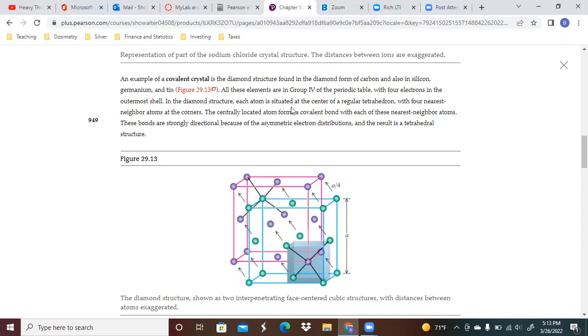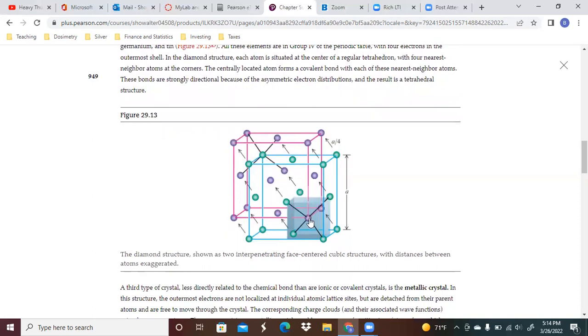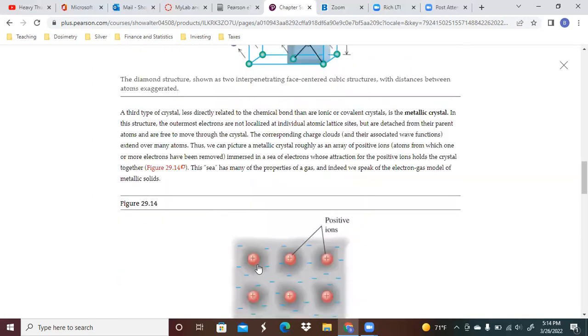In the diamond structure, each atom is situated at the center of a regular tetrahedron with 4 nearest neighbor atoms at the corners. The centrally located atom forms a covalent bond with each of the nearest neighbor atoms. These bonds are strongly directional because of the asymmetric electron distributions and result in a tetrahedral structure.